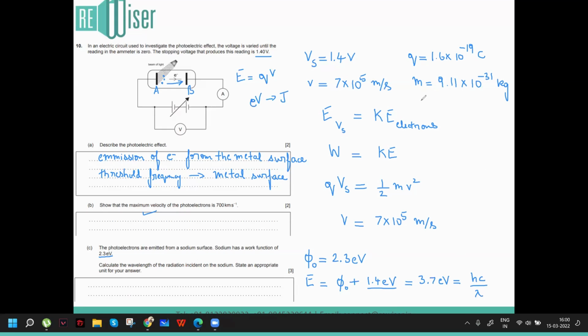Here h is again Planck's constant, which from the data booklet is given to be 6.626 into 10 to the power of minus 34 joule second. c is the speed of light, again from the data booklet, given to be 3 into 10 to the power of 8 meter per second. All these values, when substituted, give us the value of wavelength to be approximately equal to 340 into 10 to the power of minus 9 meters, which is written as 340 nanometer.